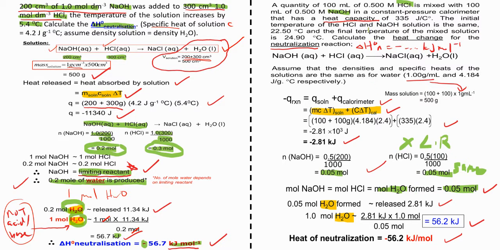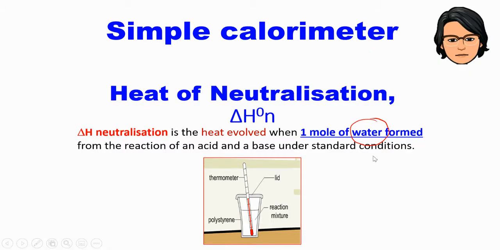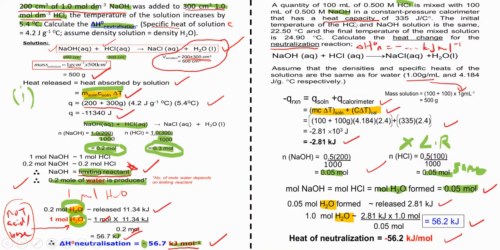Now why do I want to compare these two questions? Because in example number 1, the calorimeter only has mcΔT, heat absorbed by water only. As we know, we said that polystyrene does not absorb any heat. But you have to look at the question also. It does not mean all the time the simple calorimeter is using polystyrene.